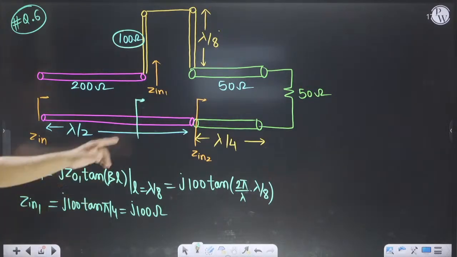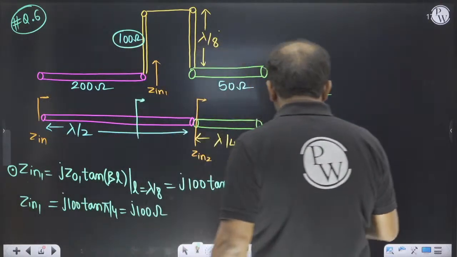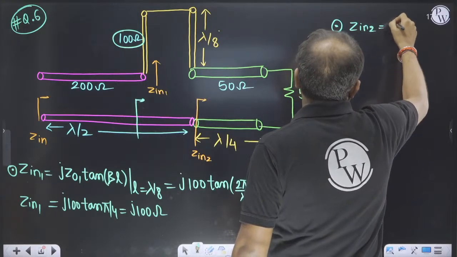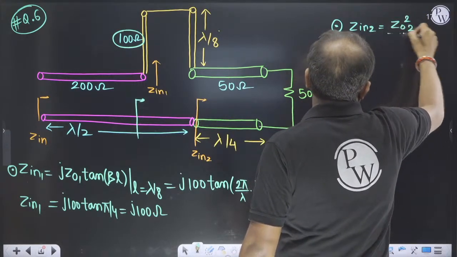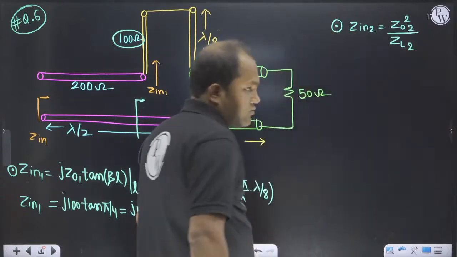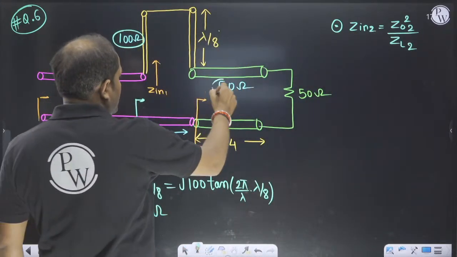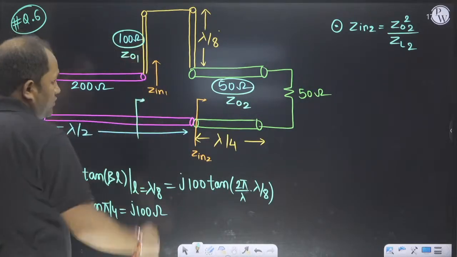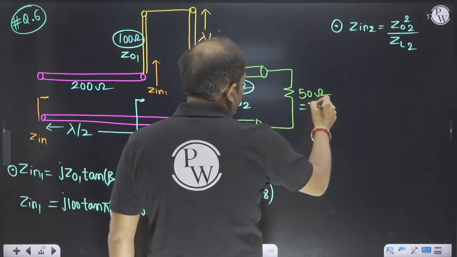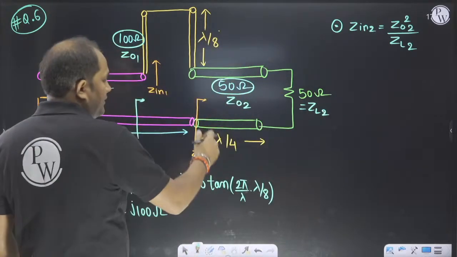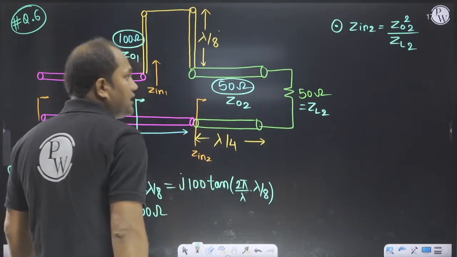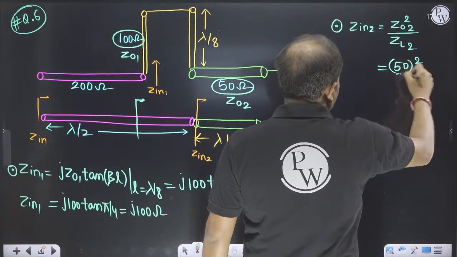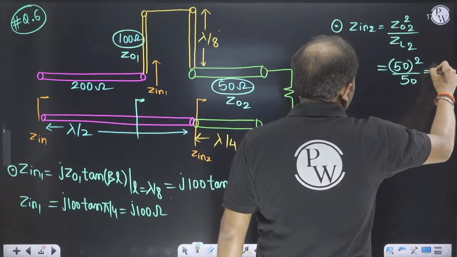In the case of Zin2, the length is lambda by 4, so Zin2 is Z02 squared upon ZL2. This one is Z02, this one is Z01, and this one is ZL2. So at lambda by 4, Z02 squared upon ZL2. Z02 is how much? 50. So 50 squared divided by 50 is 50 ohm.